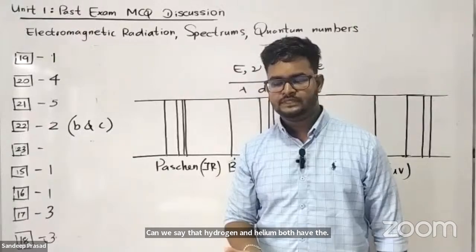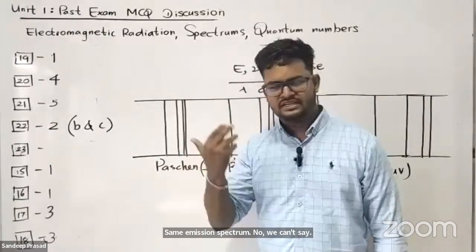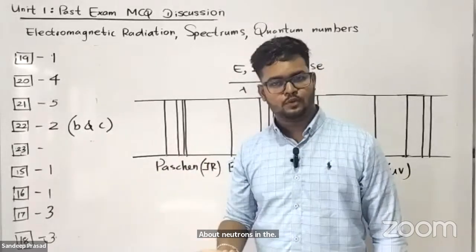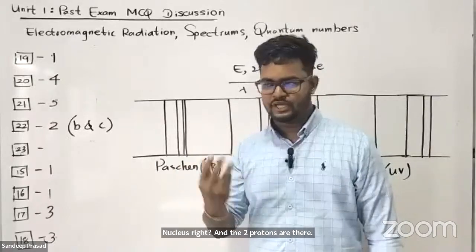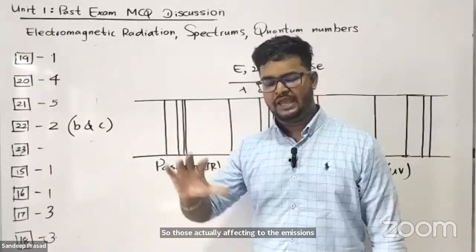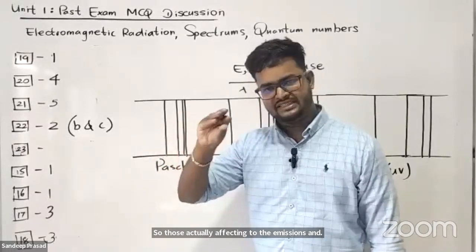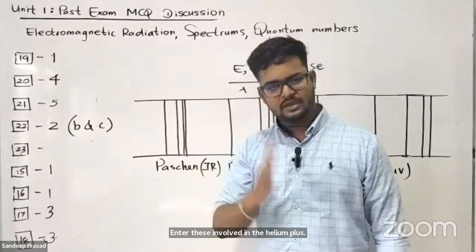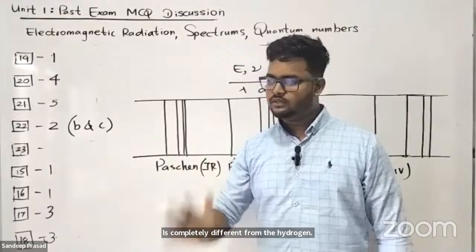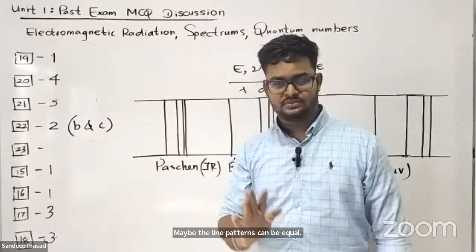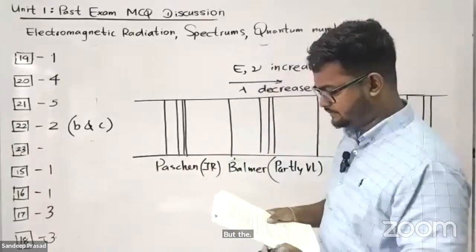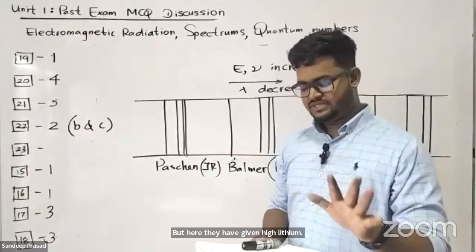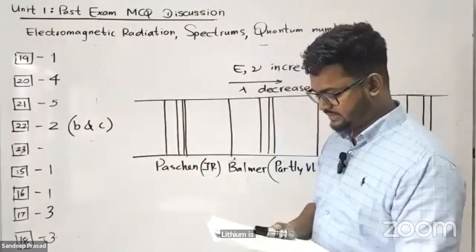No, we can't say. The reason is helium plus is containing neutrons in the nucleus, right? And the two protons are there. So those are actually affecting the emissions and absorptions. So therefore, energies involved in helium plus are completely different from hydrogen. Maybe the line patterns can be equal, but the complete emission spectra are not equal. Try to understand. But here they have given hydrogen and lithium. Hydrogen is having 1 electron, lithium is a 3 electron system. So therefore we can't say that.